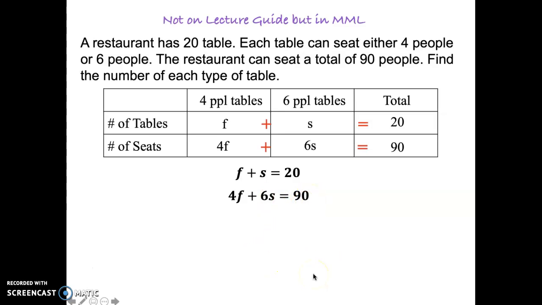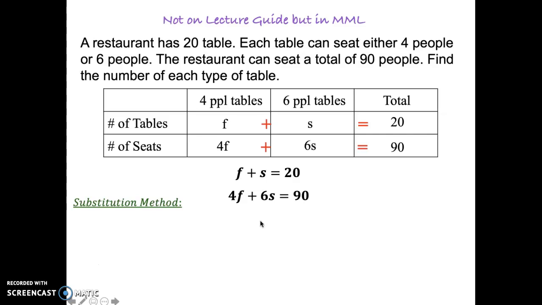Now, I would solve this with the addition method. But since we just got done talking about it, I would use substitution. I'm a substitution kind of girl. Some people love the addition method, so I decided I will do it both ways.